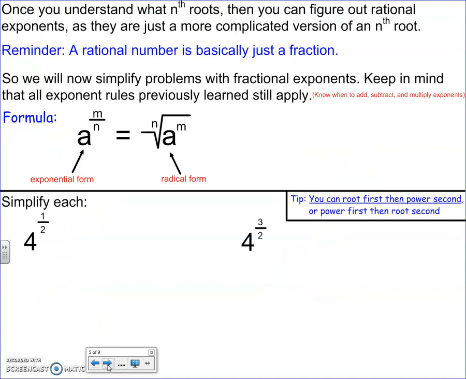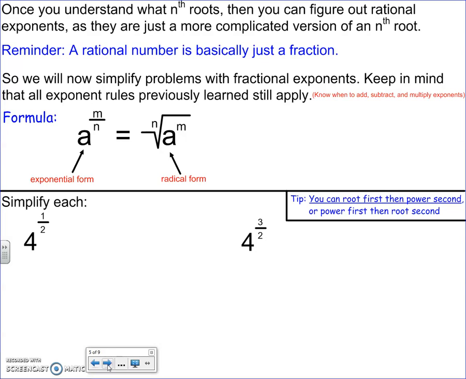Alright, so now that you understand what an nth root is, you can figure out rational exponents, as they're just more complicated versions of nth roots. A reminder is rational numbers are just fractions. So we will now simplify problems with fractional exponents, and keep in mind that all the exponent rules we learned still apply. So know how to add, subtract, and multiply exponents when you're allowed to do that. The formula is this. When you have a base a to a fraction exponent m over n, we can rewrite that as a radical as the nth root of a to the mth power.